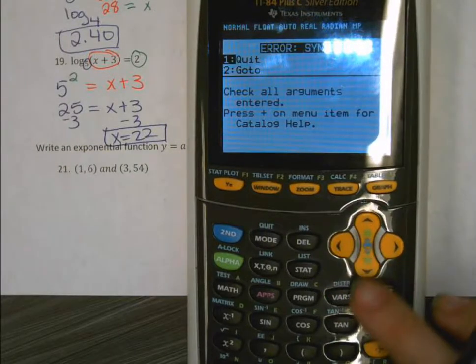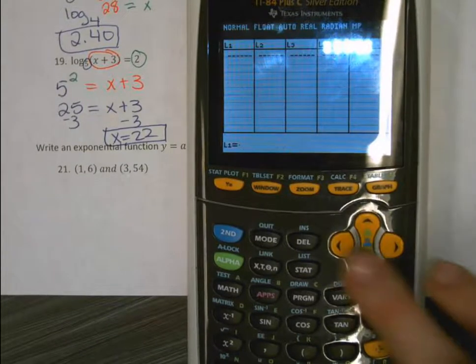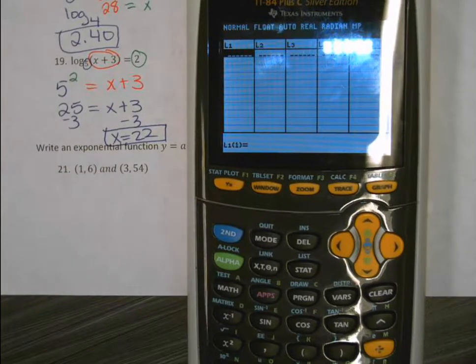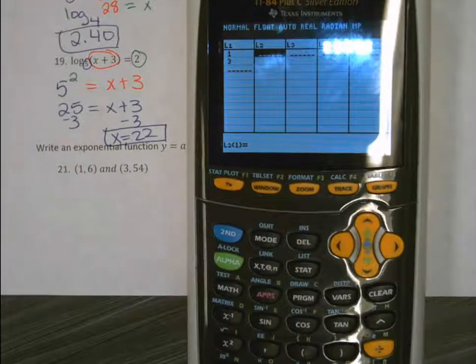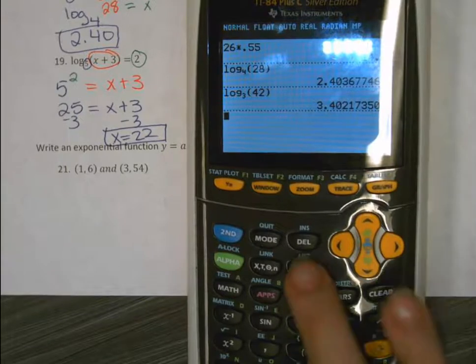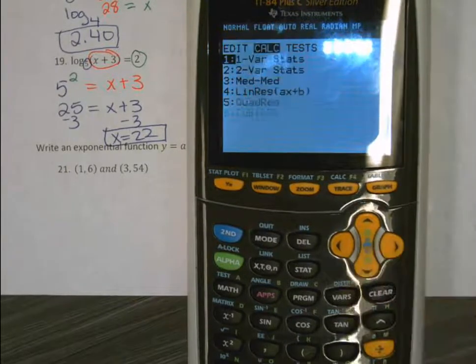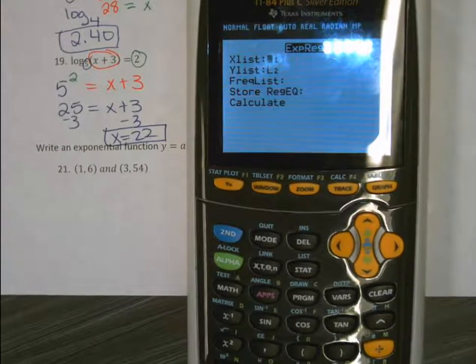Then what am I typing in for L1? 1 and 3, I type in my x values, and then for L2 I'm typing 6 and 54. We go second mode, takes you home, and then stat, calc. Okay, so I'm going to hit 0 for exponential, and then go down to calculate.